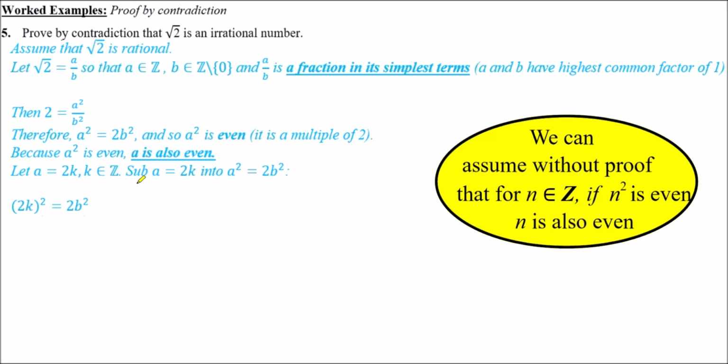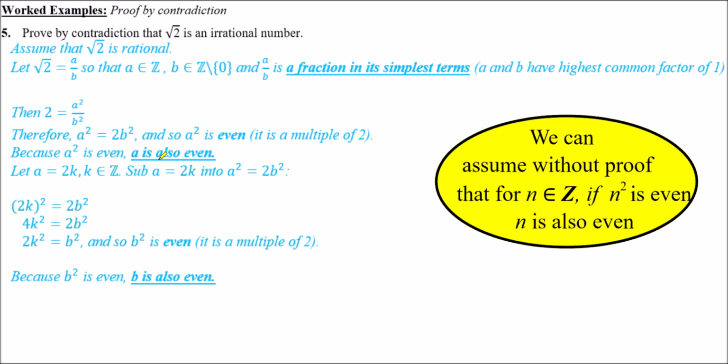Let's expand this out and simplify. 2k all squared is 4k squared, and that equals 2b squared. If we divide by 2, we can now see that 2k squared equals b squared. So because b squared is k squared multiplied by 2, b squared is a multiple of 2, and therefore b squared is even too. We can use the fact in yellow again. Because b squared is even, that means b itself must also be even.